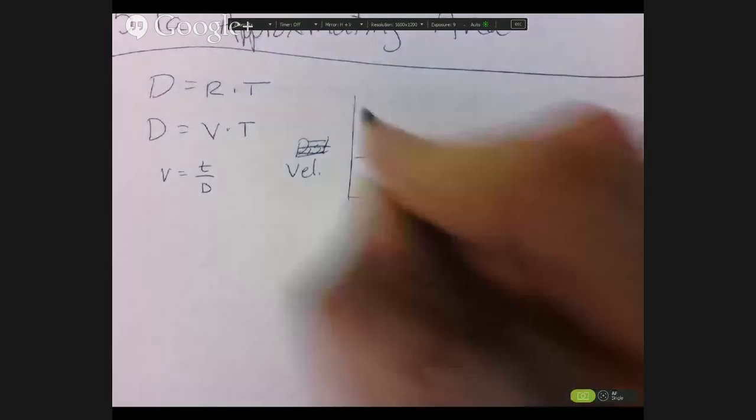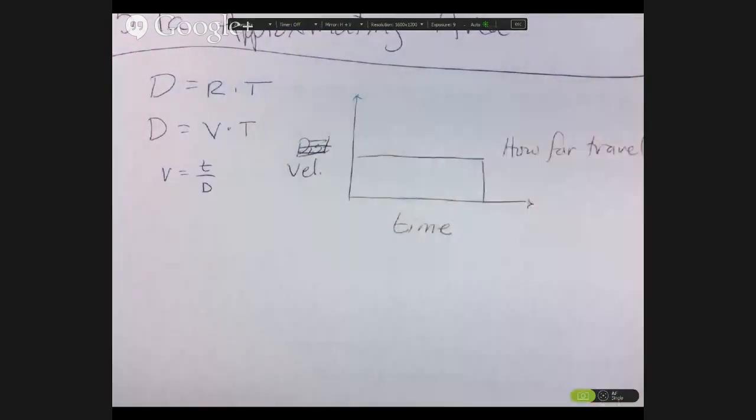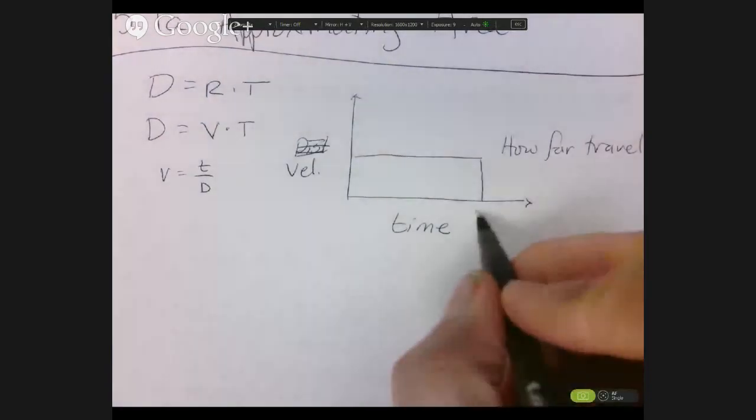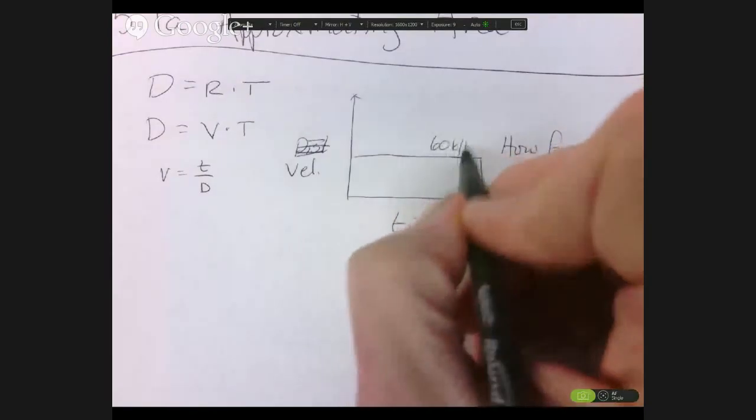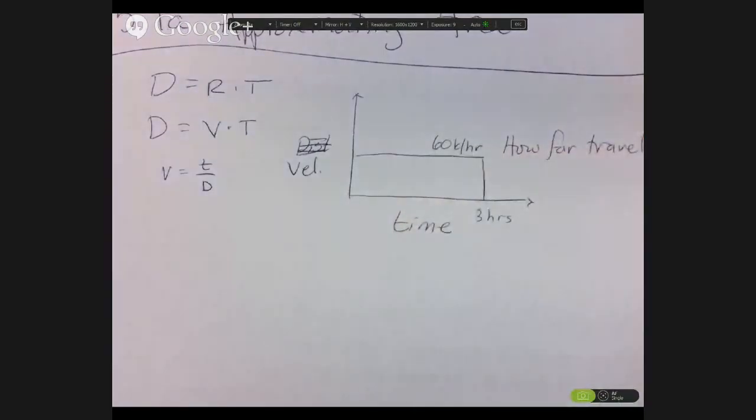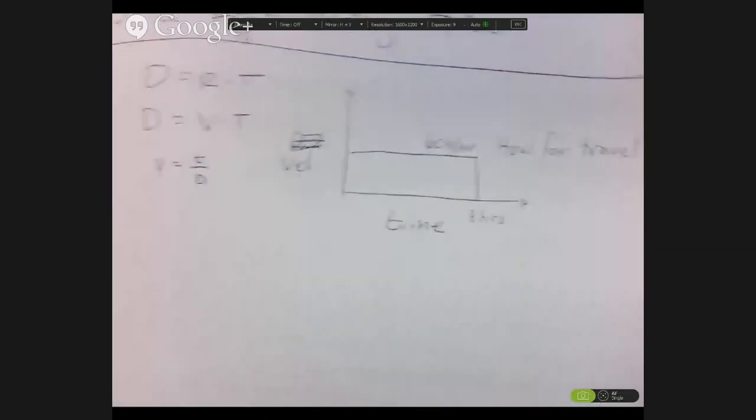How far have you traveled? Okay, so let's say my time's 3 hours and I traveled 60 kilometers an hour. How far did I travel?